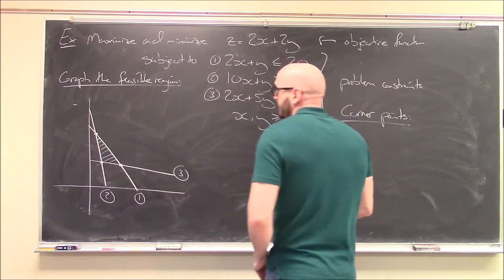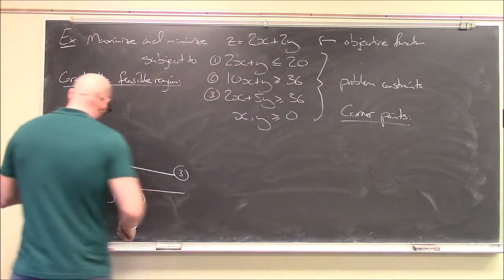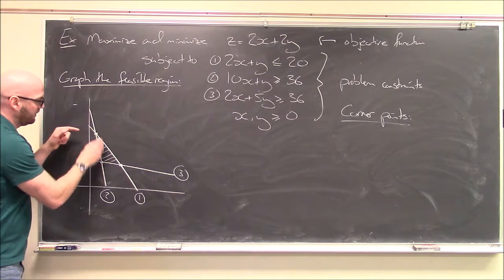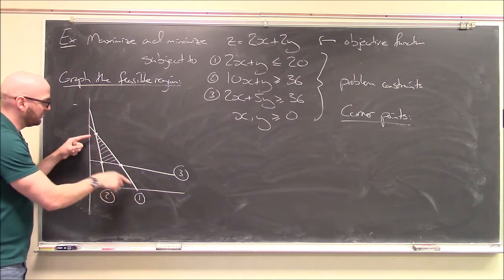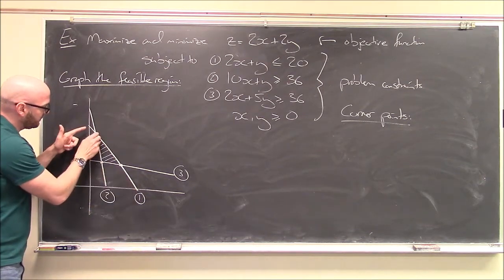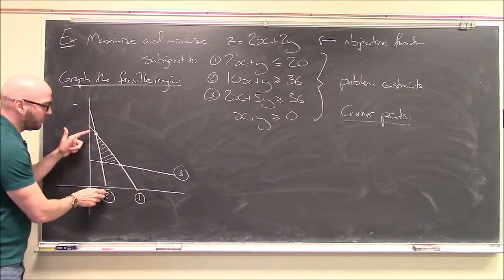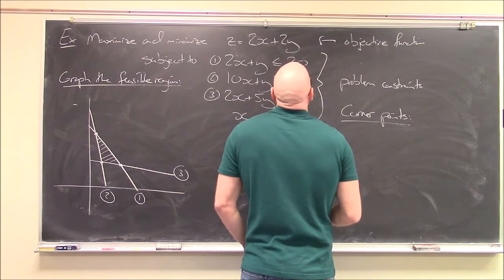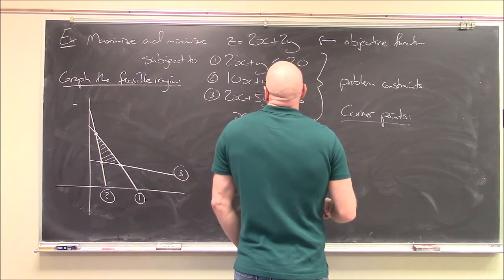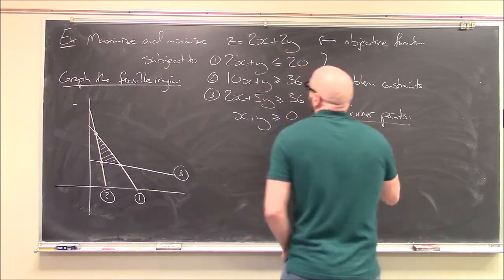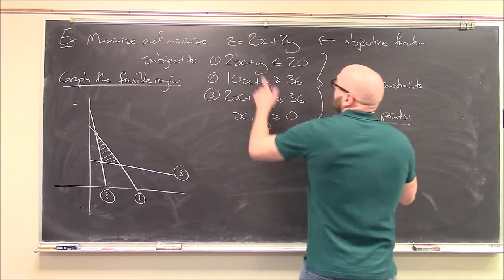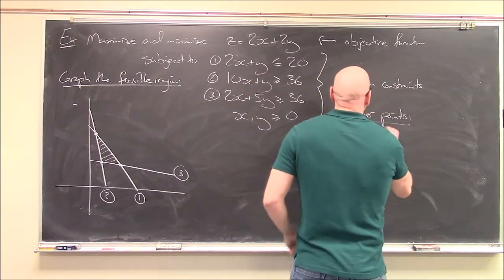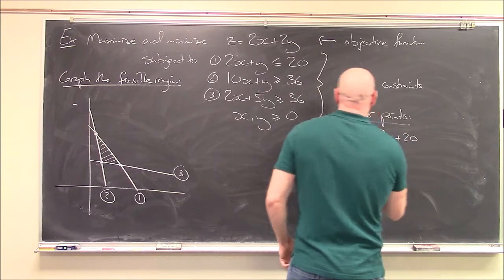So we'll find the corner points. This first one, it's nice to sort of label your boundary lines so you know which ones are which. This first point here is the intersection of boundary line number 1 and number 2. So we'll set them equal to each other. Unfortunately, I erased what they were. Boundary line number 1 is y equals minus 2x plus 20.